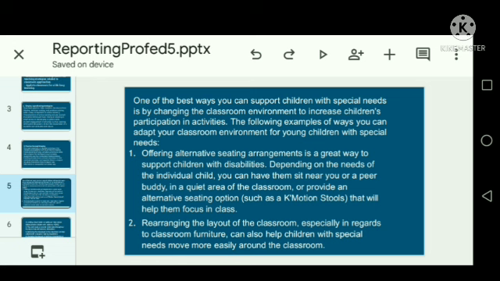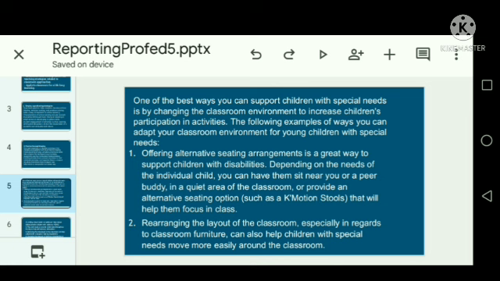So we have here number one, offering alternative seating arrangement. Okay, it is a great way to support children with disabilities depending on the needs of the individual child. You have them sit near you or near a buddy, in a quiet area of the classroom, or a private alternative seating option. Okay, that will help them focus in class. So basically, you need to arrange them according to their needs, labi na sa mga bata nga with disabilities.